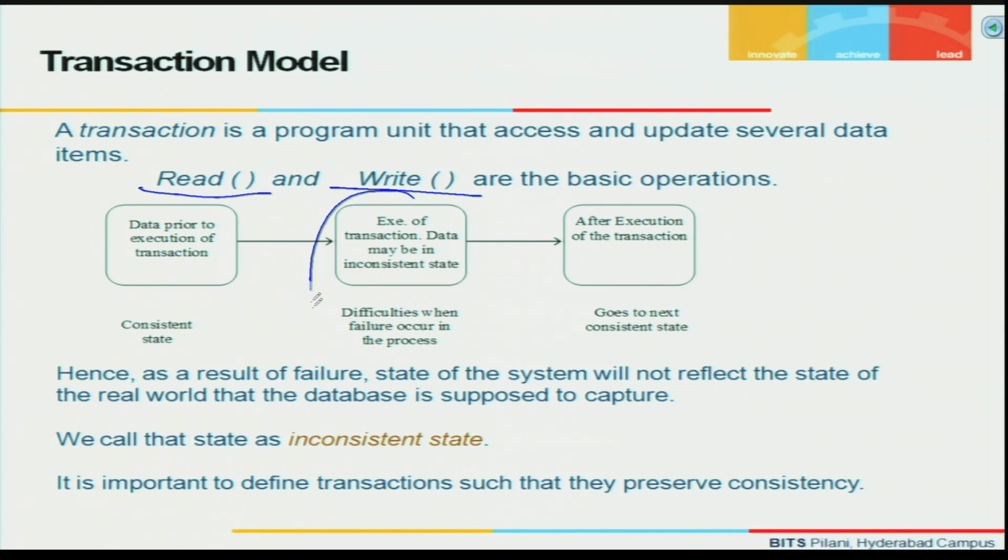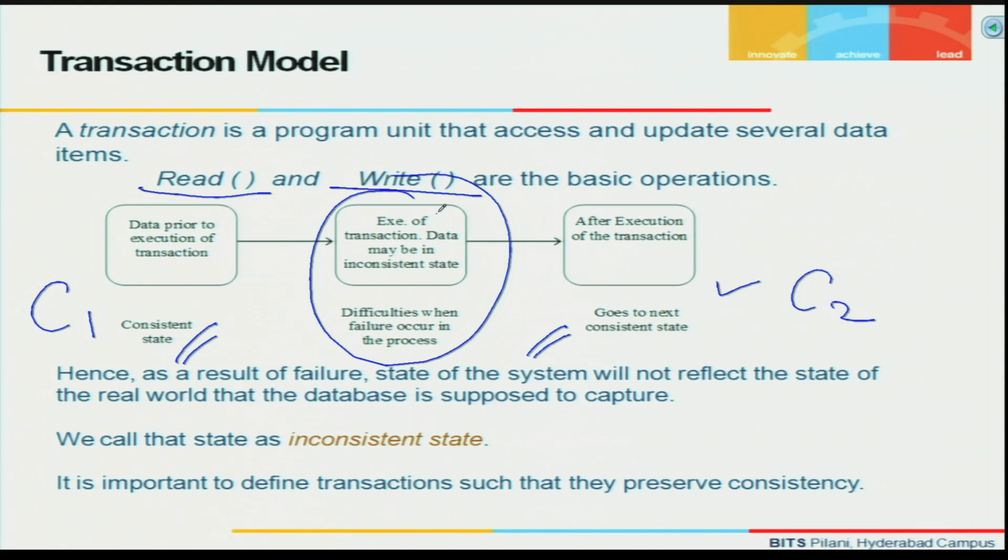This is when the transaction is started and when it is under execution. Before the transaction is started, the database will be in some consistent state, and once the transaction is successfully executed, that will take the database to the next consistent state. This is consistent state C1 and this is consistent state C2, both of them are consistent, but during the time of executing the transaction, the database may be in some inconsistent state, and whenever there is a problem or system crash while a transaction is under execution, that may leave the database in some inconsistent state.